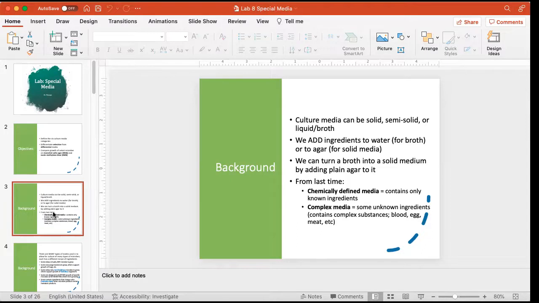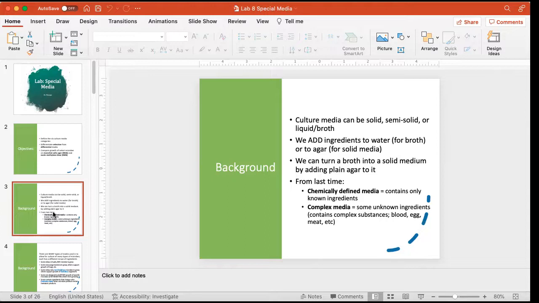Remember, in the microbiology lab, the culture media that we use can be solid. That's the agar that we use. It can be semi-solid. We'll talk about that type more on Wednesday. And it can also be a liquid, or what we call a broth. Now, we start off those kinds of media just blank, like an empty canvas. And we add ingredients, basically. We add ingredients to water in order to create a broth. And we add ingredients to agar in order to create a solid media.